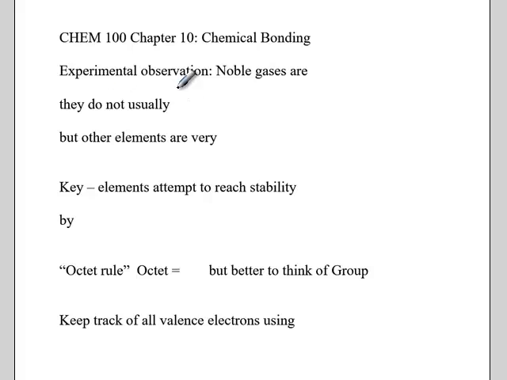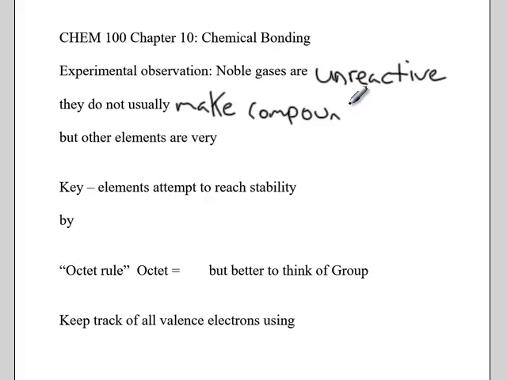The key observation is that noble gases are unreactive. In other words, they're stable by themselves. They don't need to react with other elements to become more stable. So they do not usually make compounds. But all the other elements on the table are extremely reactive.